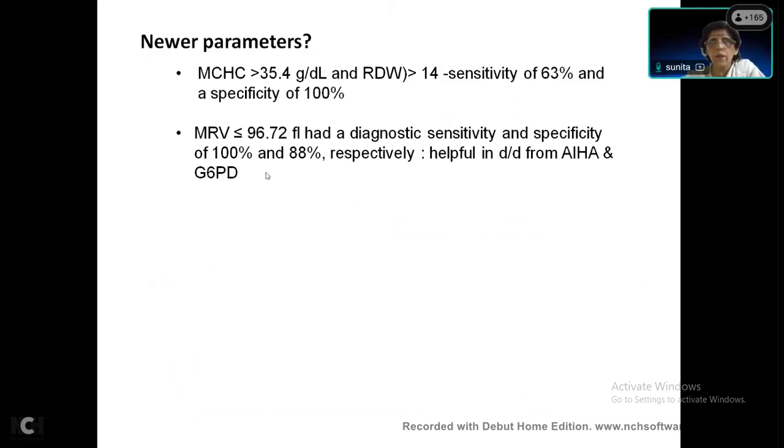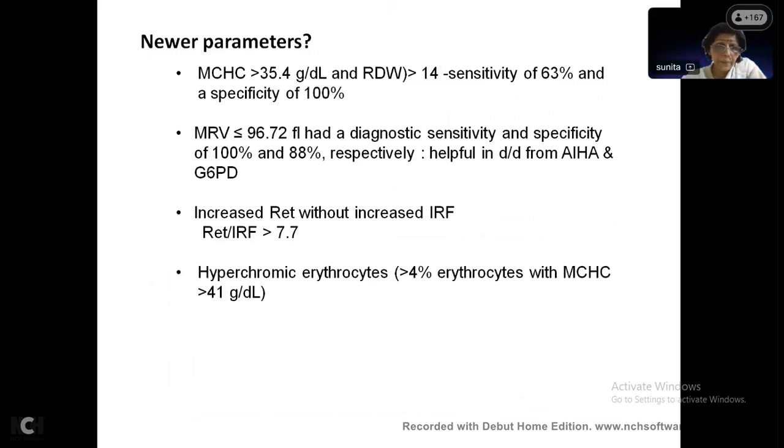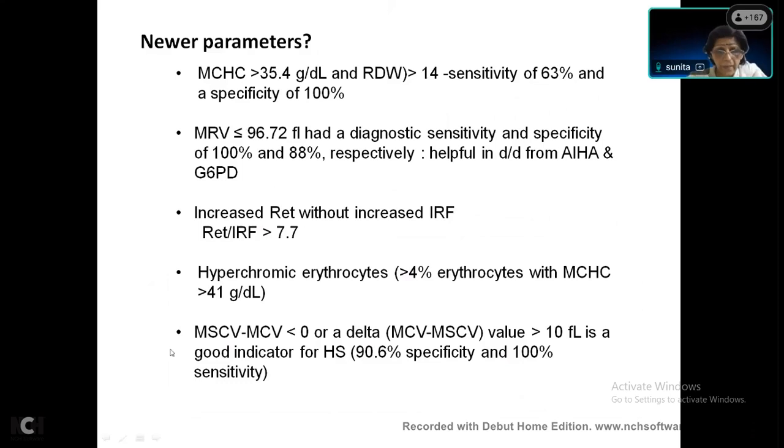Now, I've told you the retic is larger than the normal red cell. But what happens in spherocytosis, the loss of membrane starts at the time of formation of the retic. So when the reticulocytes are formed, their size is not so large. If they're less than 96.7 femtoliter, this is suggestive of spherocytosis, and that will help in differentiating it from autoimmune hemolytic anemia or G6PD deficiency. Then the other parameters, like dense erythrocytes if they are more than 4% with high MCHC, are newer parameters.